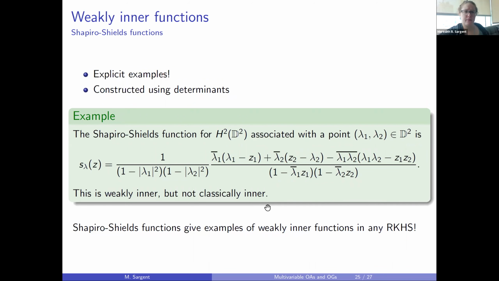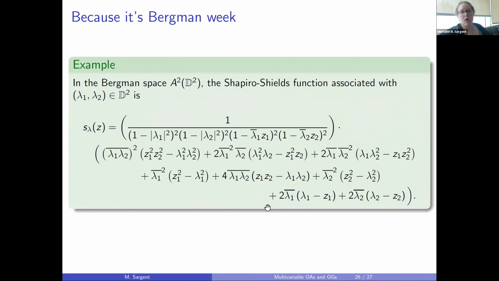And then it's Bergman week. So to talk more about Bergman stuff, I went and grabbed the Shapiro-Shields function for the Bergman space of the bidisk. Here's our 1 point. It's grosser. If you stare at it long enough, you'll realize that it really does legitimately follow a pattern. Like, it makes sense, but it's not nearly as pretty as the Hardy space one. The Hardy space one, you say, oh yeah, I see exactly what's happened here. And the Bergman space one, if you stare at it, you can kind of see it. Everything's squared in the bottom here. And then you can see that this is kind of squared out up here. But it's not exactly the same.